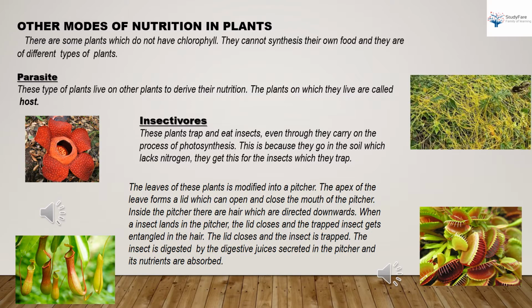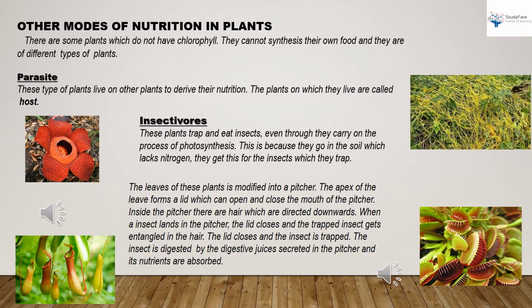The first one, parasites. Did you ever see a yellow colored, wiggling, branch-like structure which lives on a few green plants? That is known as Cuscuta. These are parasites. They do not have chlorophyll, so they live on other plants to get their nutrition. And the plants which they live on are known as the hosts.